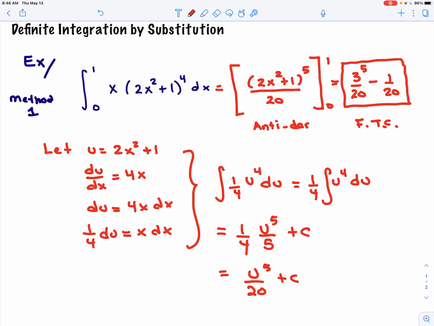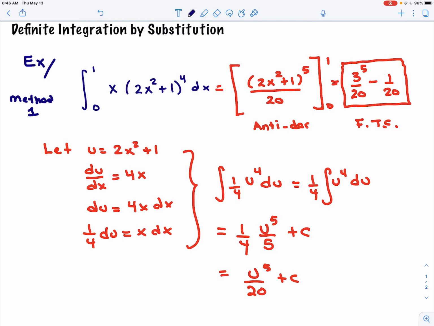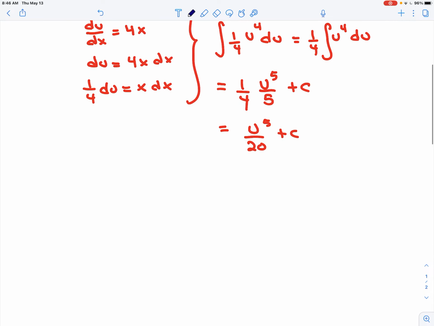Okay, that's one way to do the question. This is perfectly acceptable, but just keep things clear and don't set things equal to things they're not equal to. So this is a nice way to approach the question. All right, so we're going to do this example again with a slightly different method.